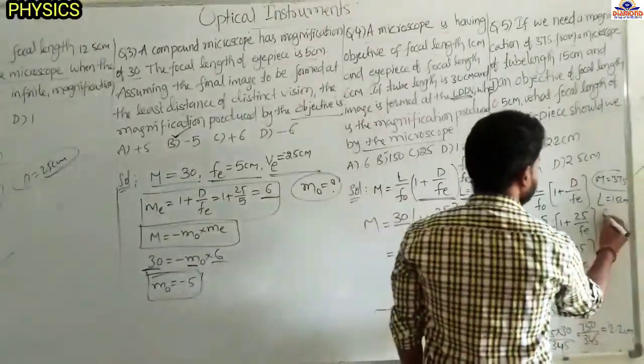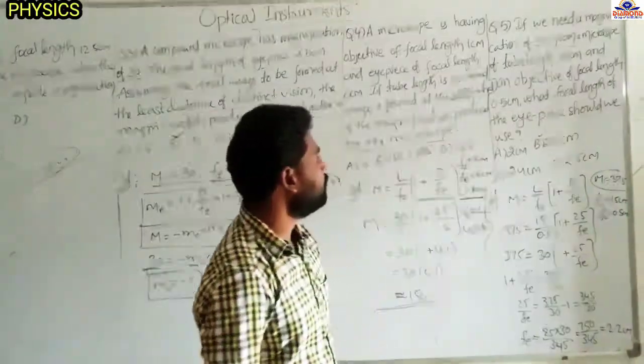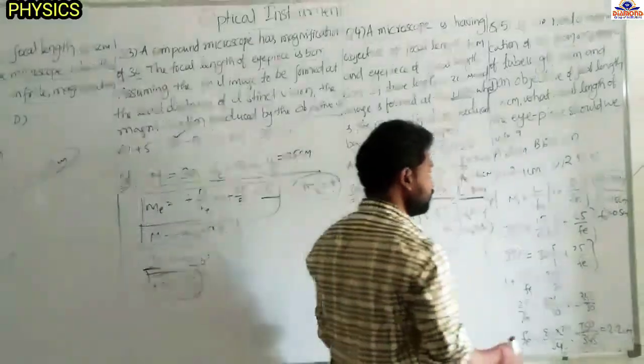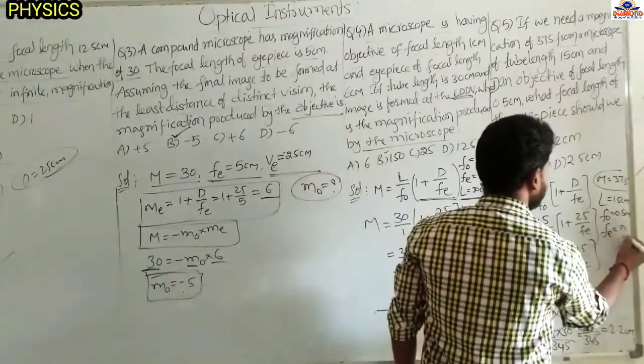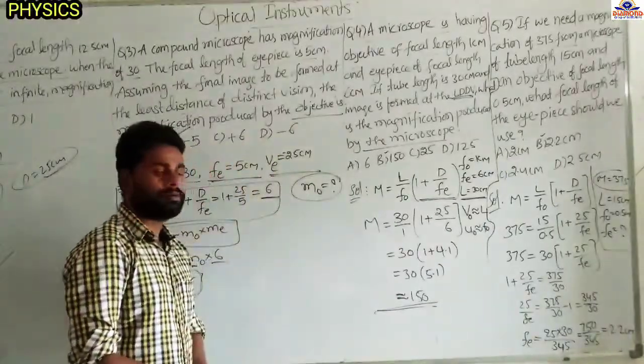So the focal length of the objective lens is 0.5 centimeters. What focal length of the eyepiece should be used? We have to find the focal length of the eyepiece. The tube length is given. Use the formula m equal to L by f naught into 1 plus D by Fe.